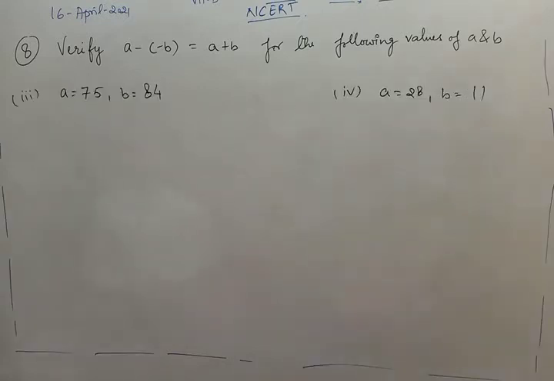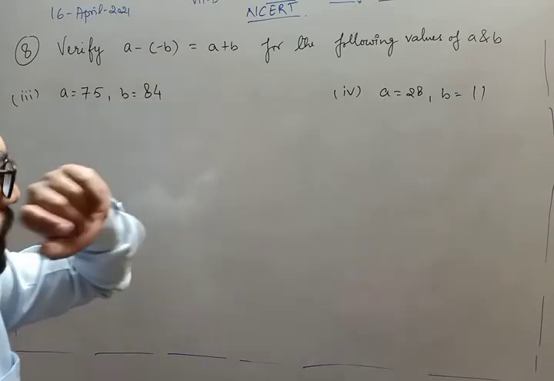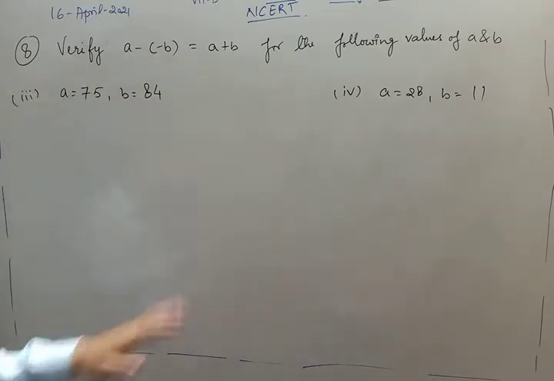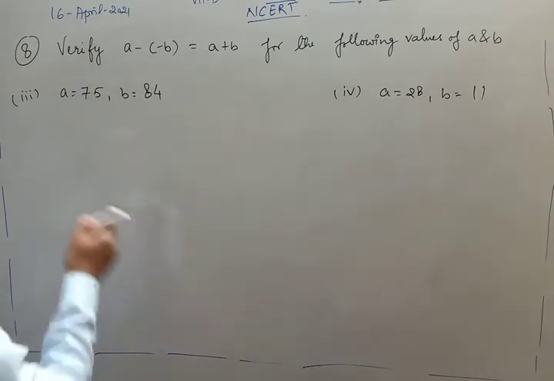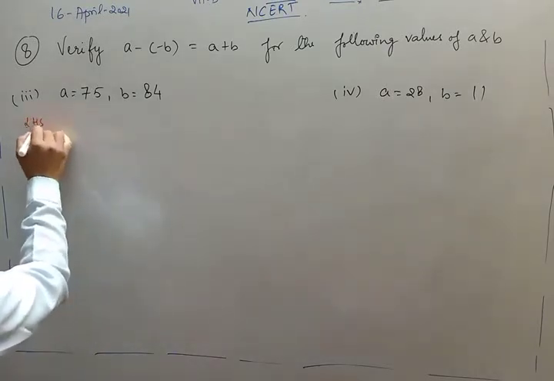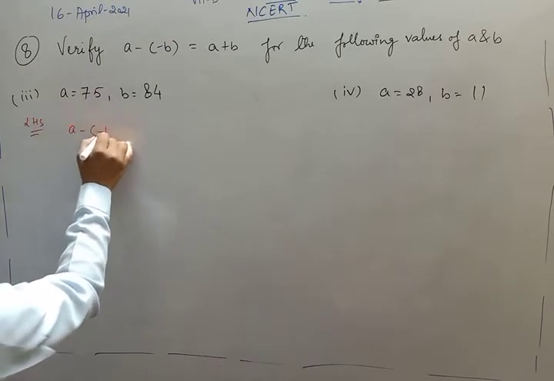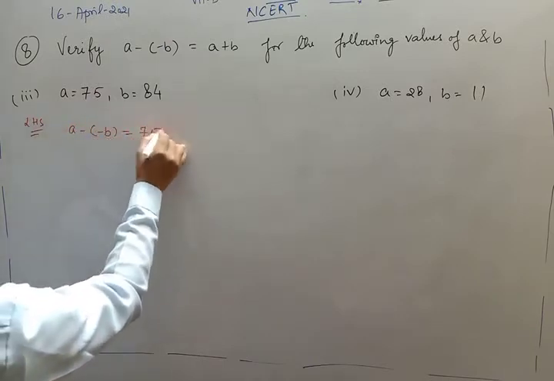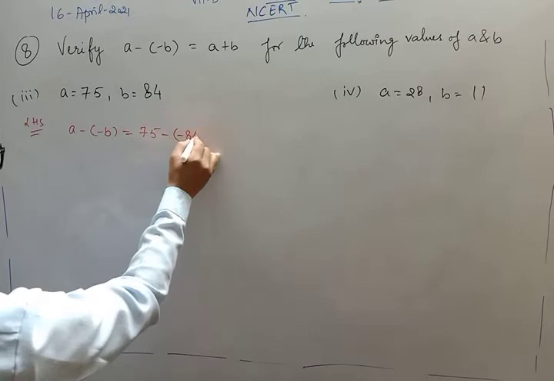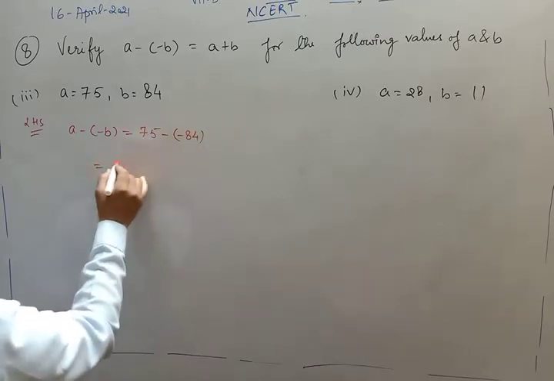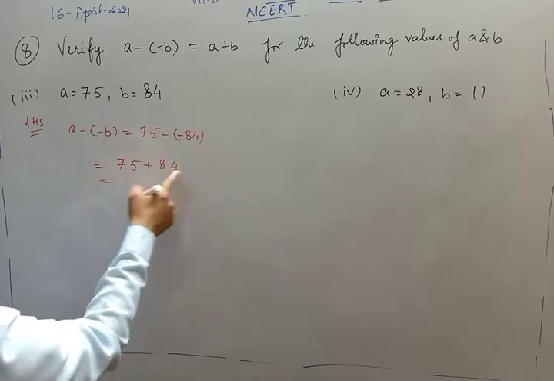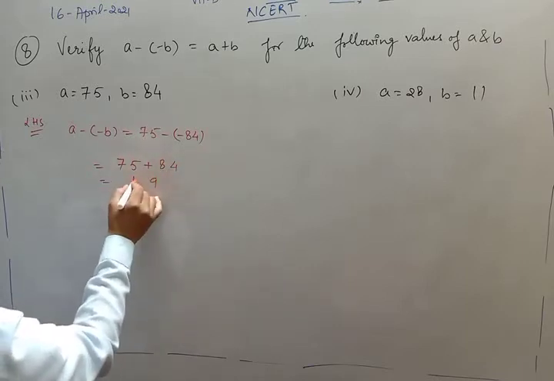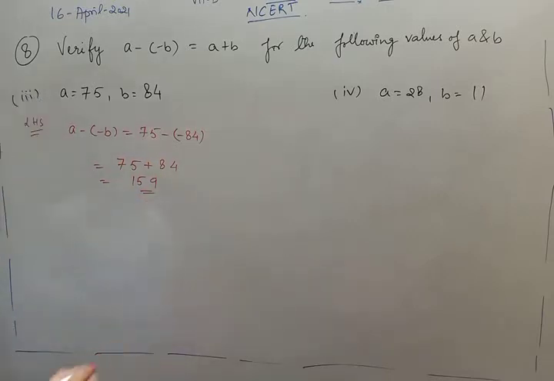Now you need to check these two questions also, whether LHS equals RHS or not. Okay. So in the very first case, LHS: a minus minus b is equal to 75 minus minus 84. Minus minus is plus 84. So the result is 5 plus 4 is 9, 7 plus 8 is 15. So the result is 159. So minus minus is plus.